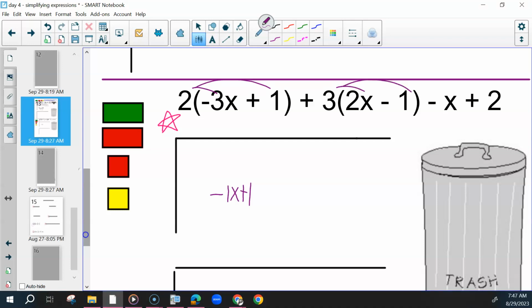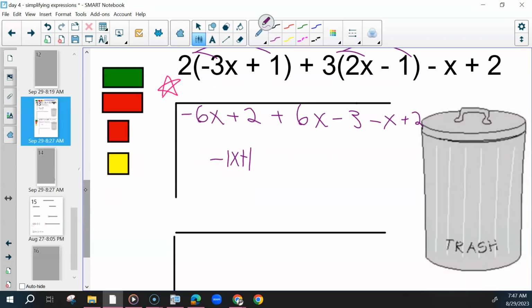Okay. So distribute. We have negative 6x plus 2 plus 6x minus 3. Bring down those two. Oh, I thought you said bring down. Bring down those two. But also I pass all my words to them. Combine your like terms.